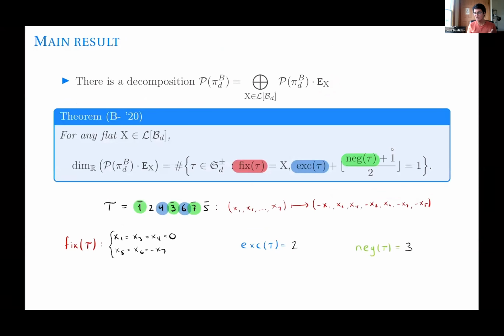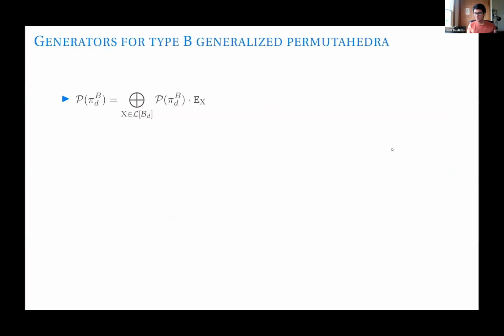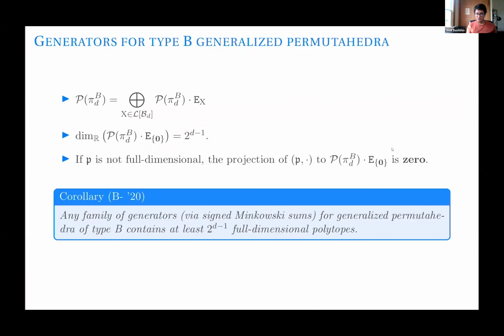But now, how can we use this to get anything about generators for type B permutahedra? Well, remember that we have this decomposition into subspaces. The previous result tells us that the component indexed by that minimum flat, so the intersection of all hyperplanes, just the origin, has dimension 2^(d-1). So this is counting sign permutations that only fix the origin and that have that invariant equal to 1. It's not hard to do.